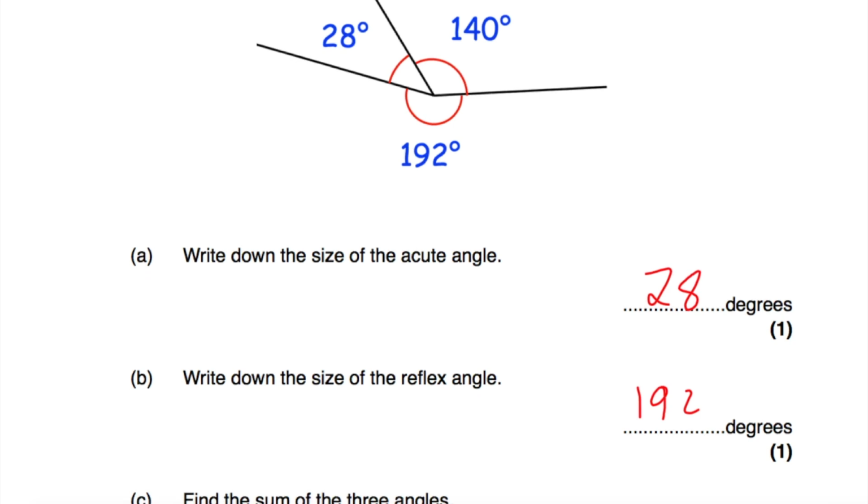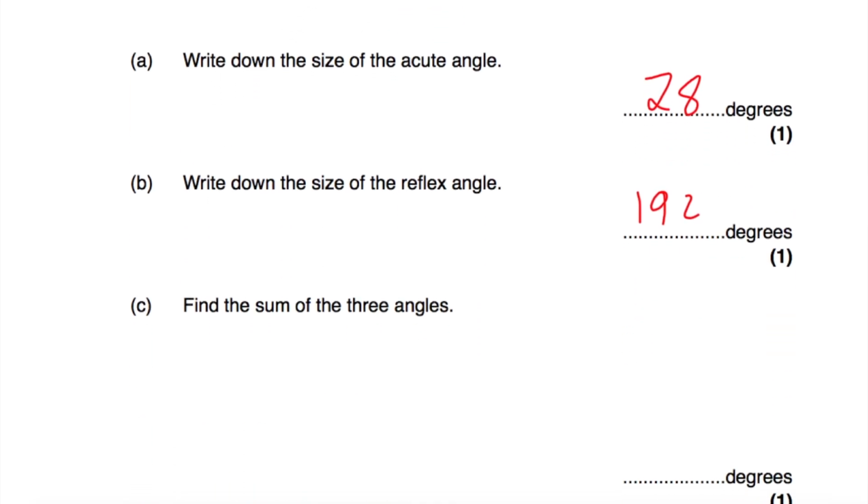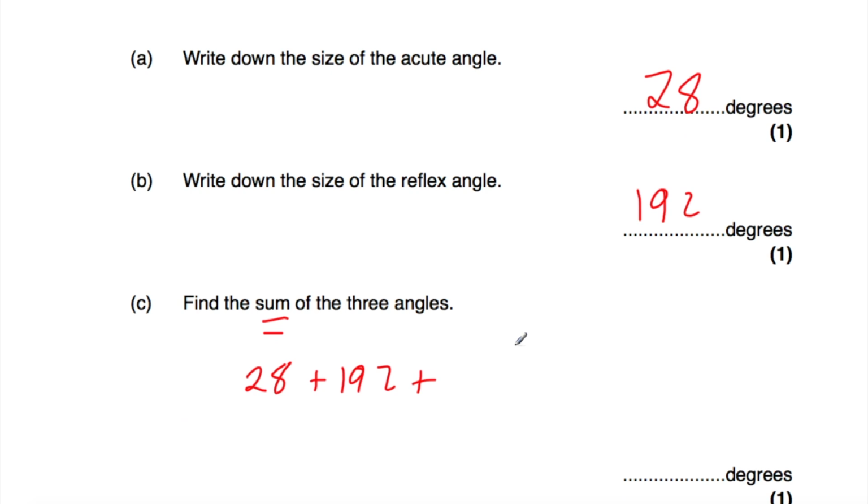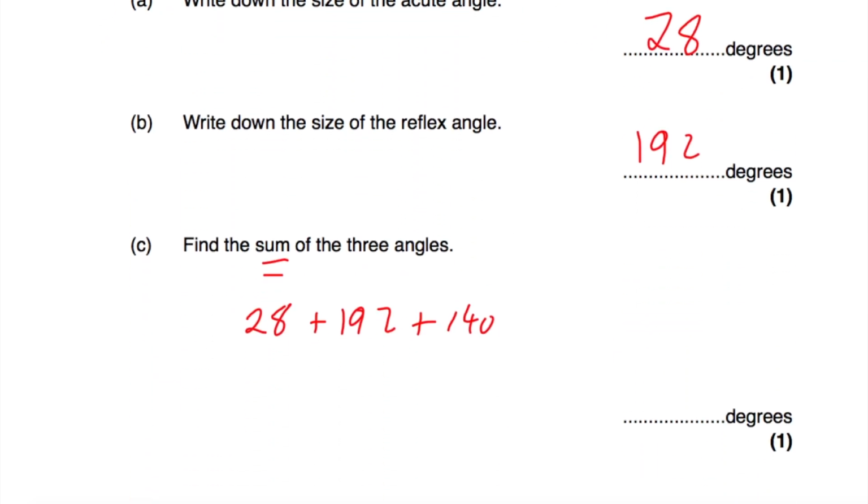And part C says find the sum of the three angles. So remember, sum means in maths to add up. So we need to do 28 plus 192 plus 140 degrees. And if we have a look at this question, it's a non-calculator question, so let's use our column addition. 28 plus 192 plus 140, and let's line them up and put a plus sign there.